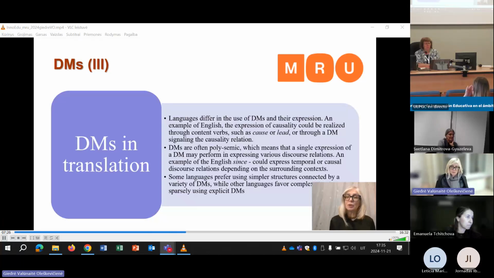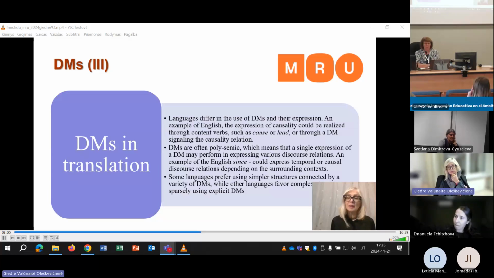Languages differ in the use of discourse markers and their expression. For example, in English, the expression of causality could be realized through content verbs such as cause or lead to, or through discourse markers signaling the causality relation. Discourse markers are often polysemic, which means that a single discourse marker may perform in expressing various discourse relations. An example in English is since. It could express a temporal relation or a causal discourse relation, depending on the surrounding context.